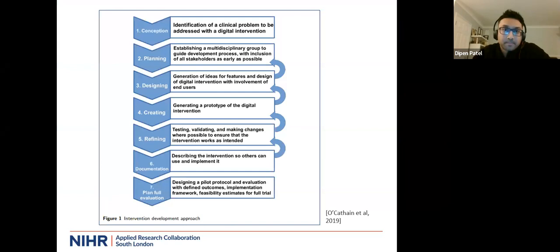So there are various intervention development frameworks out there in the literature. This is one that was published in 2019. We've adapted this slightly for applied informatics tools, and it's a 7-stage process. Essentially, I'll just go through the 7 steps as we have progressed this project from initial conception through to planning the evaluation.